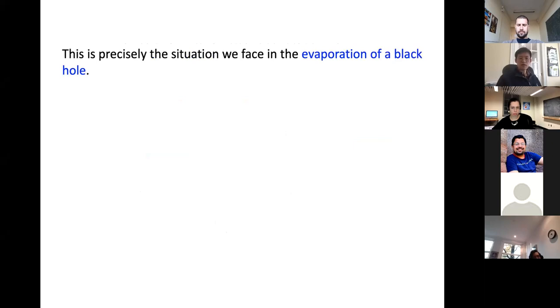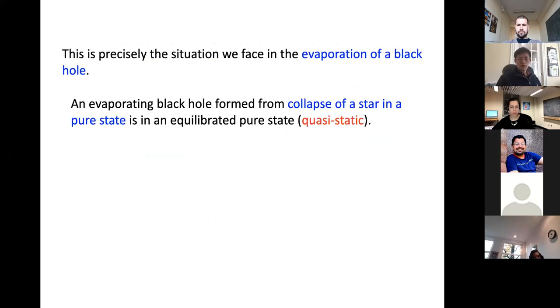And this is actually precisely the situation we face in the evaporation of a black hole. Imagine the black hole is formed from the collapse of a star in a pure state, and then the black hole starts evaporating. Let us assume that the evaporation process is very slow, as is typically the case for a very big black hole. Then at any given time for an evaporating black hole, you are in some kind of quasi-static equilibrium, and such a black hole will be in an equilibrated pure state.